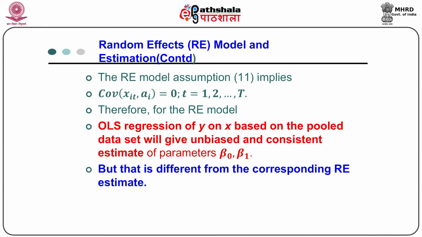Now, the random effect model assumptions imply covariance of x_it and a_i equal to 0. Therefore, for the random effect model, OLS regression of y on x based on the pooled data set will give unbiased and consistent estimates of the parameters beta naught and beta 1. But these estimates are different from the corresponding random effect estimates.